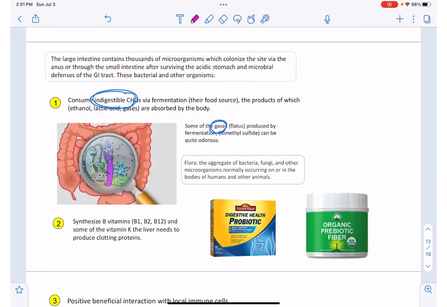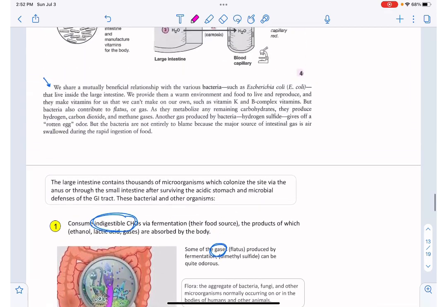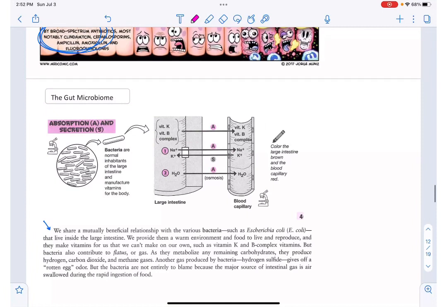Another important thing they're doing that I showed on the previous slide is they're synthesizing vitamins that we can't necessarily synthesize on our own, including some of the B vitamins, B1, B2, and B12. They're also synthesizing vitamin K, which is important for producing clotting proteins. And again, this diagram up here is just showing that. Here you have bacteria, and they're making these vitamin Ks and the B complex vitamins, and those are moving from the large intestine into the blood.